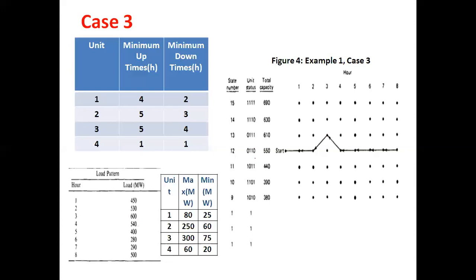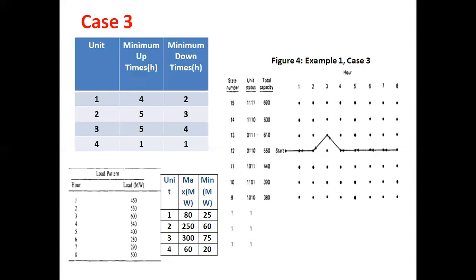At hour 4 the load demand is 540, which can easily be met by state 12. State 12 means the total capacity is 550, and units 2 and 3 are on. So when we move from hour 3 to hour 4, we have to move from state 13 to state 12. We have to turn off that particular unit, that is unit 4.